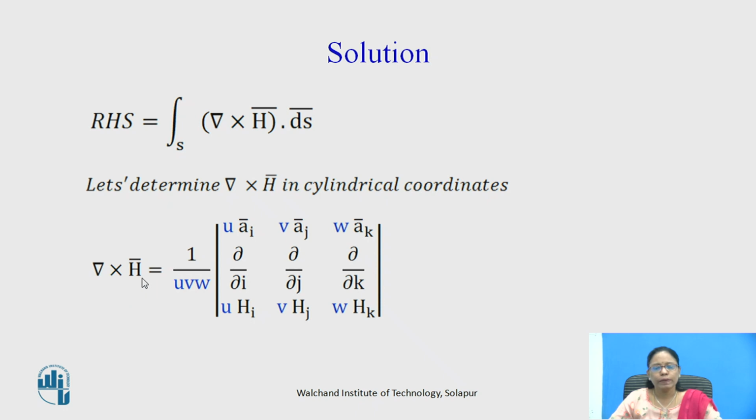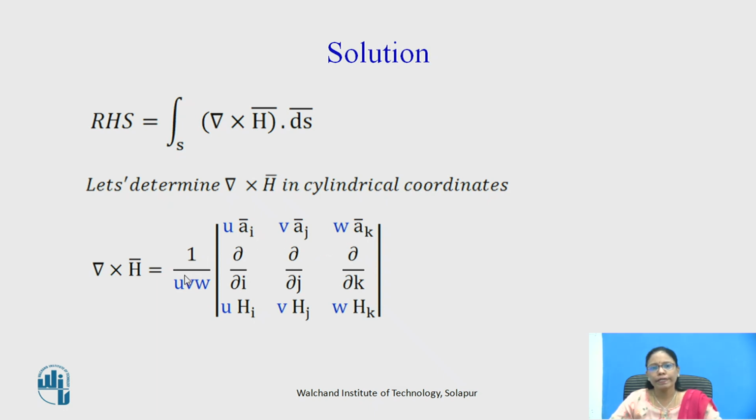So curl h bar in generalized way can be written like this: 1 upon UVW, determinant of U a_i bar, V a_j bar, W a_k bar, dou by dou i, dou by dou j, and dou by dou k, U h_i, V h_j, W h_k. h_i is the part along the a_i unit vector, h_j is the part along the a_j unit vector, h_k is along a_k. What is UVW? UVW are the multipliers, IJK are the coordinates.